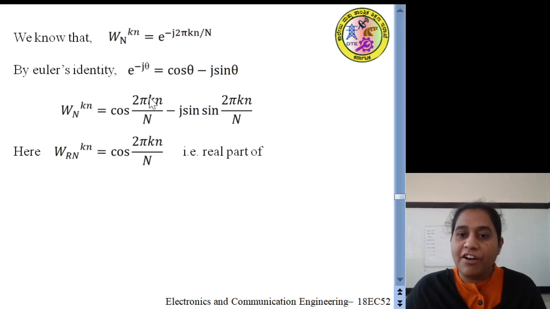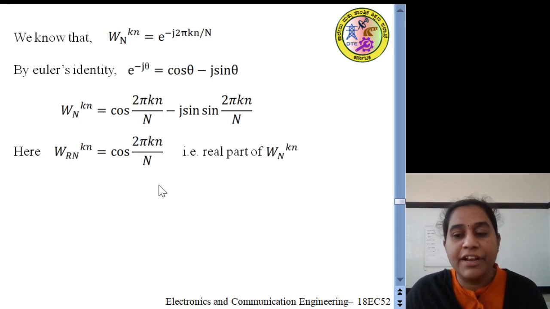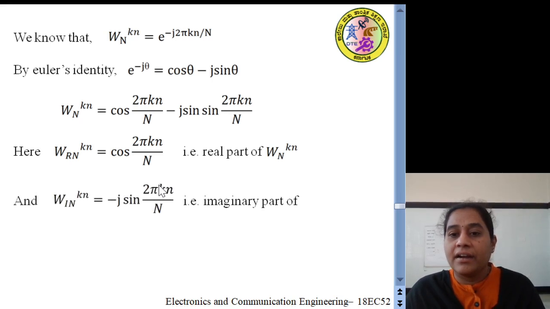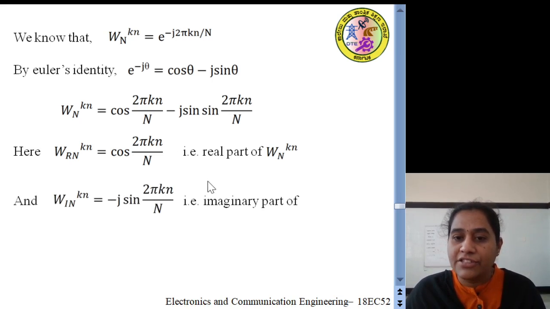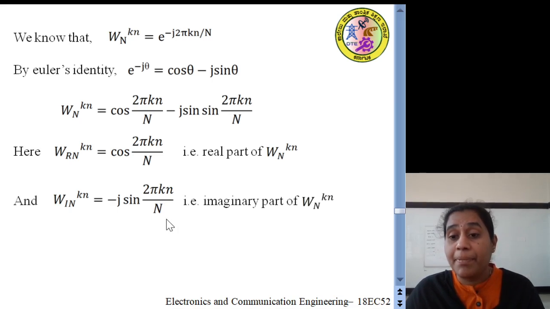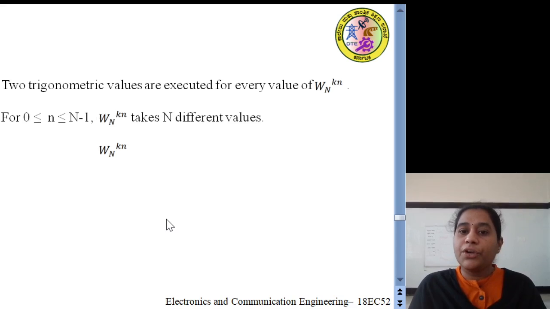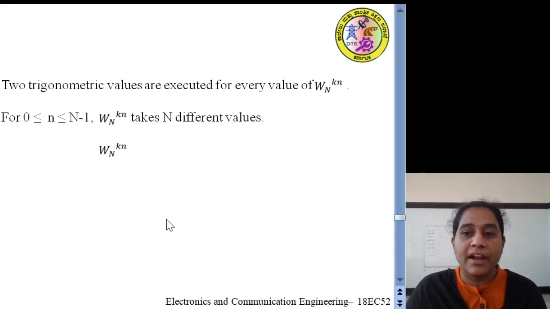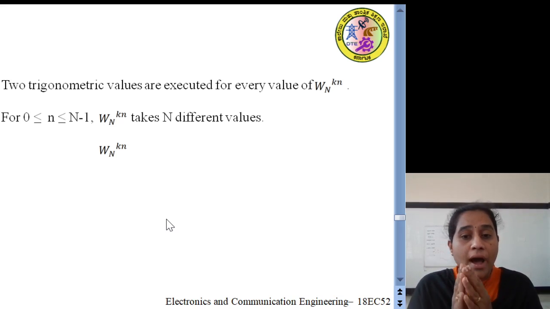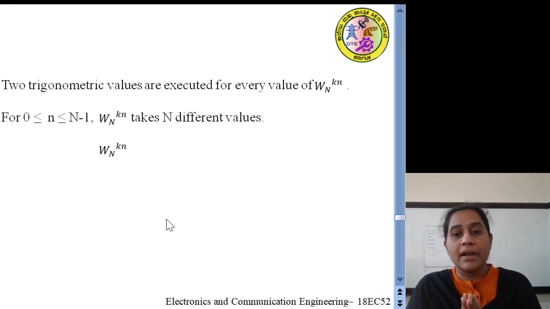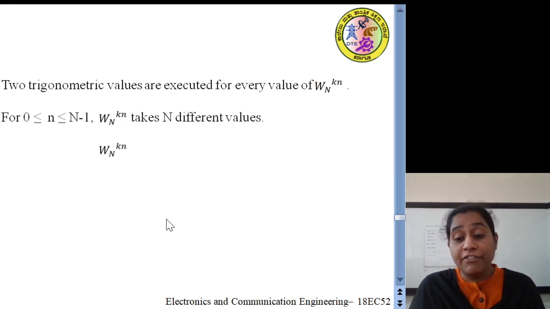So here the term cos of 2 pi kn by n represents the real part of the twiddle factor, and minus j sin 2 pi kn by n represents the imaginary part of the twiddle factor. So now let us consider that two trigonometric values are executed for every value of Wn raised power of kn. For n varying from 0 to n minus 1, Wn raised power of kn takes n different values.